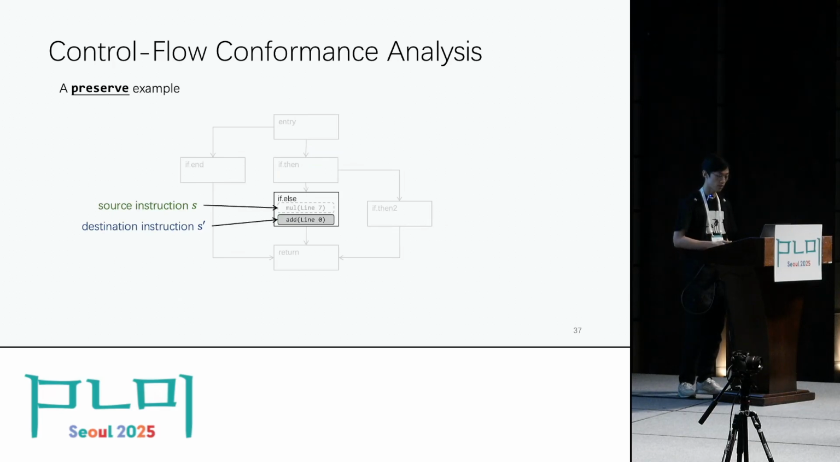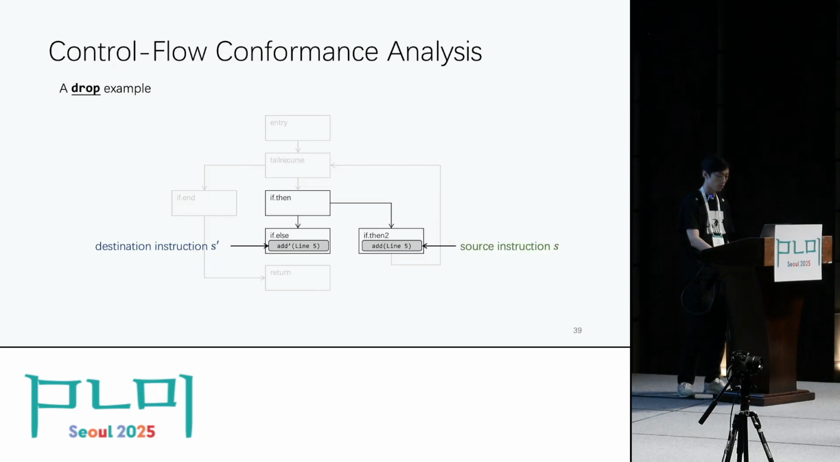Recall the previous code optimization example in which the update operation preserve is used. In this example, the destination instruction and the source instruction are in the same block, indicating that all control flow paths passing through the destination instruction must pass through the source instruction. So the check of control flow conformance analysis fails. The update operation should be preserved.